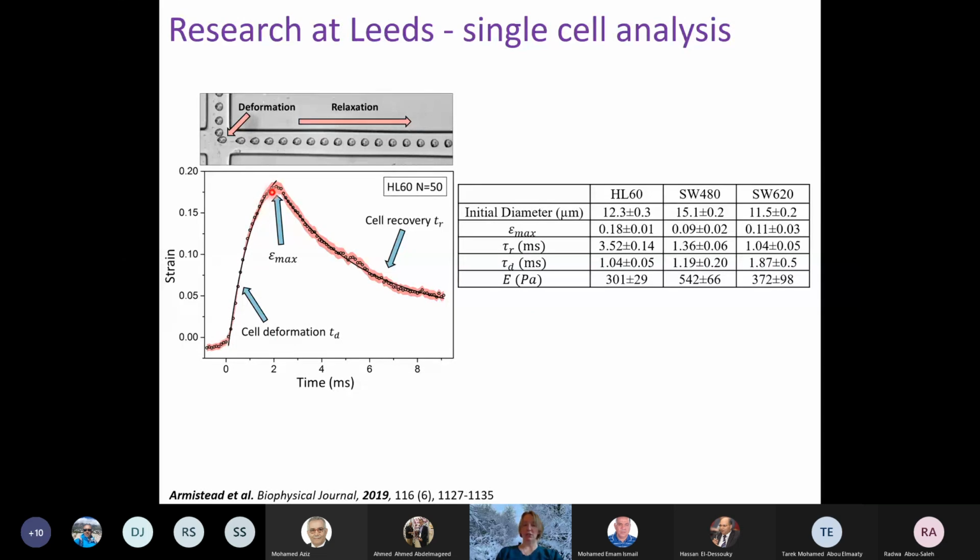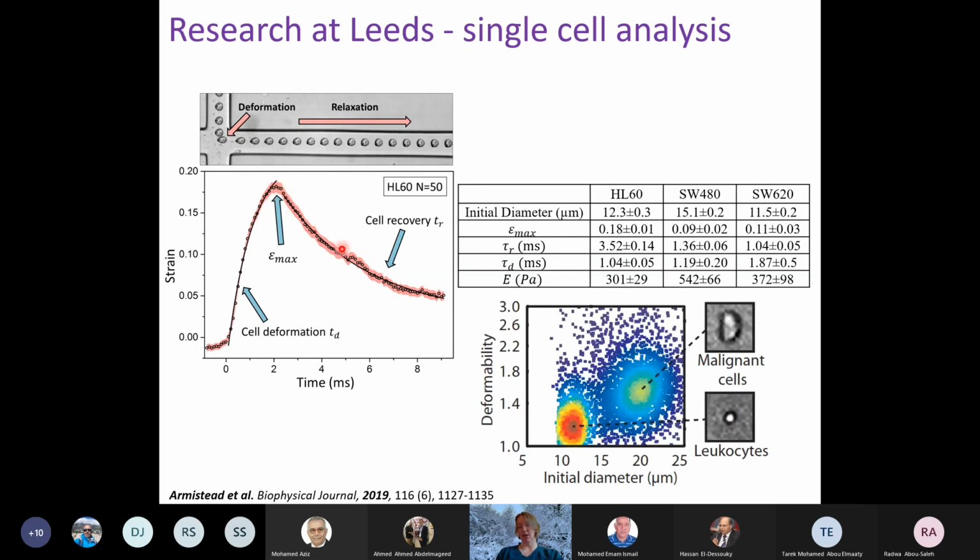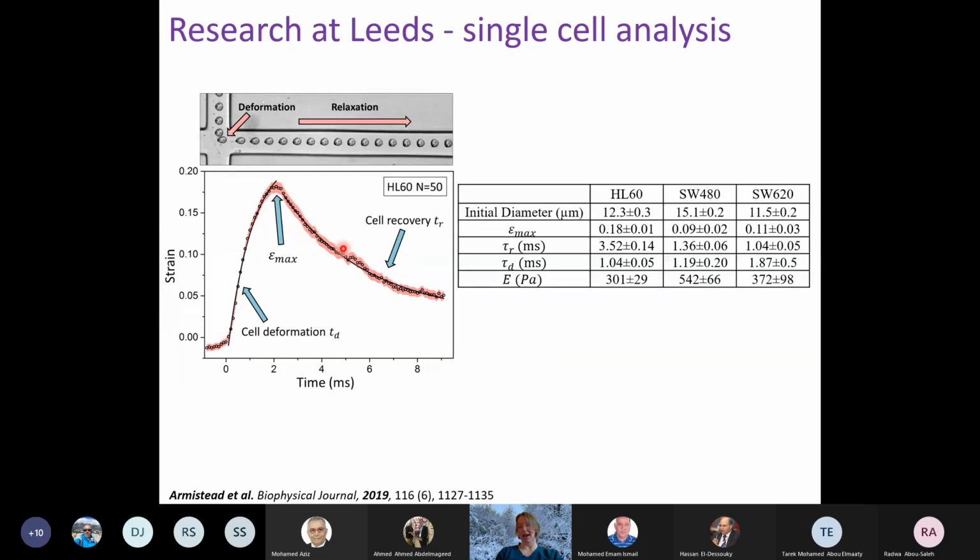And what we're also interested in, which is very hard to get when you're using other mechanical techniques, is the relaxation time. So once the cell has had its maximum strain, how long does it take to actually relax back into its original shape? And what we find is some cells actually don't. So there's some plasticity in cells as well.